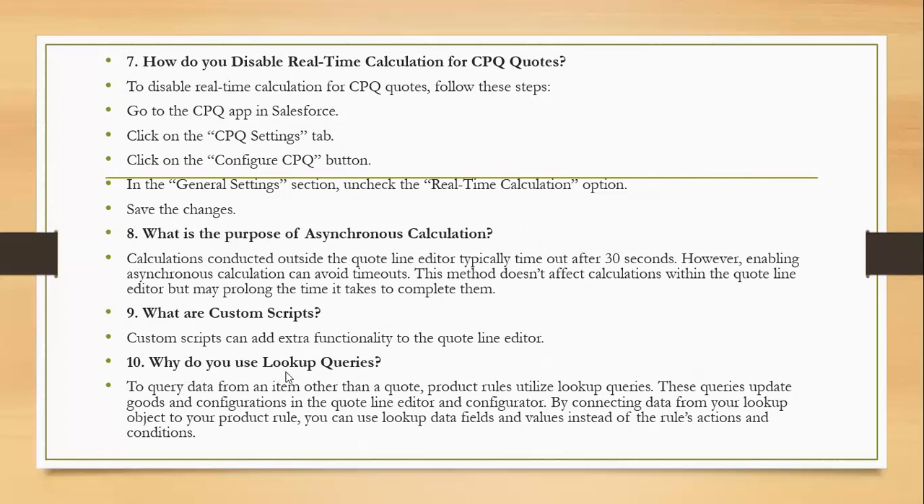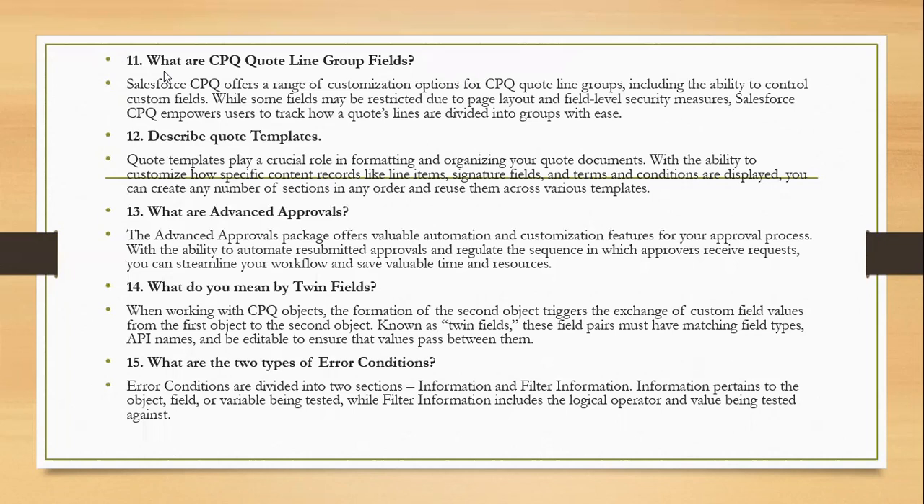Next question: why do you use lookup queries? To query data from items other than quote products, utilize lookup queries. These queries update goods and configuration in the quote line editor and the configuration by connecting data from the lookup object to your product rules. You can use them to look up the data fields and values in rules, actions and conditions.